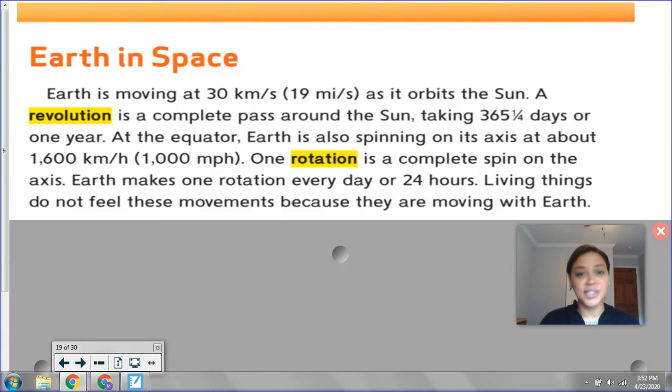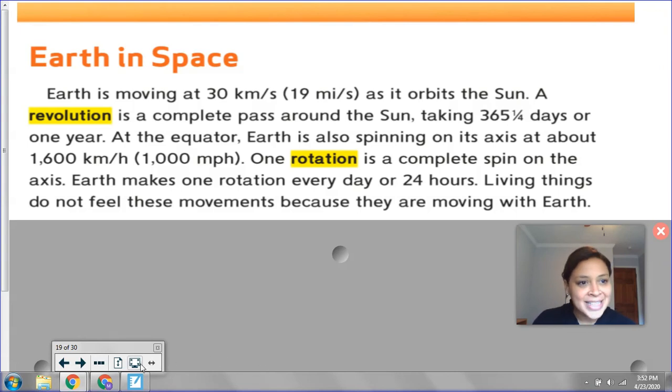Our last two new vocabulary words for this lesson, we're going to talk about revolution and rotation. And remember, I showed you when I did a complete trip around my chair, that's a revolution. And if I turn or rotate on the chair, that's a rotation. So I would like for you to pause and read this paragraph independently. And we'll talk about it afterwards. So please pause.